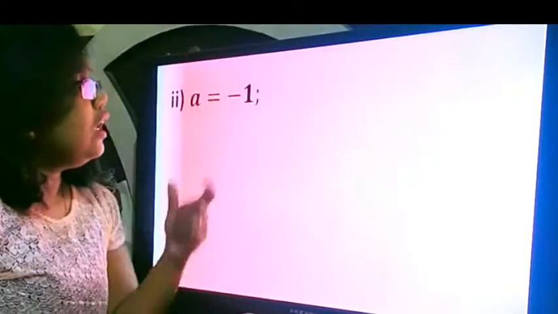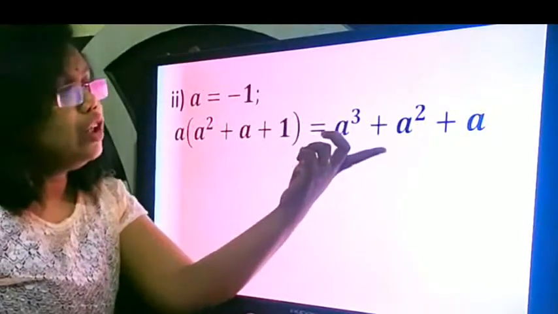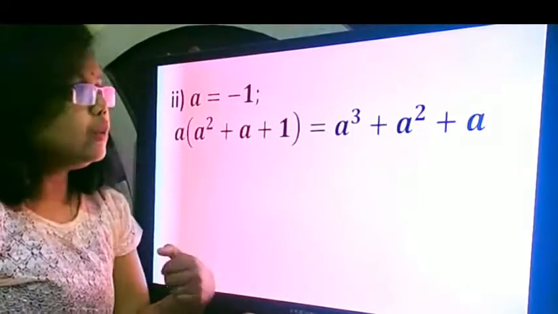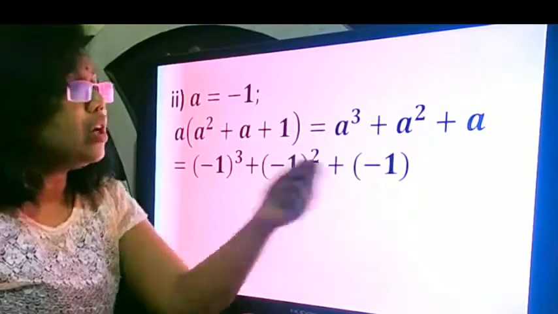Now the next one, a equals minus 1. Now here the same step again. You are going to write the simplified expression and then put in the values. Minus 1 cubed, minus 1 squared and minus 1 as it is.